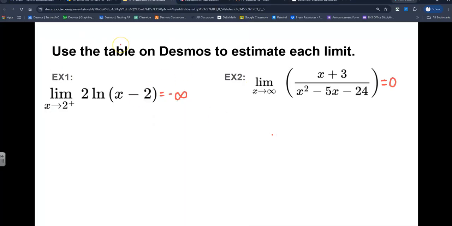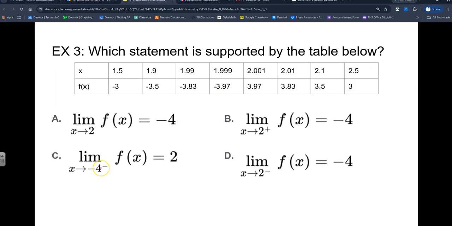Okay, so on some of them, you'll be able to use Desmos. On a lot of the stuff, like our AP Classroom assignment, you won't. They're just going to give you a table. They won't give you the equation. So it will look more like this. Okay, so it says, which statement is supported by the table below? And they've given you the table. And then we've got limits. And we're going to try to figure out which one is supported here.